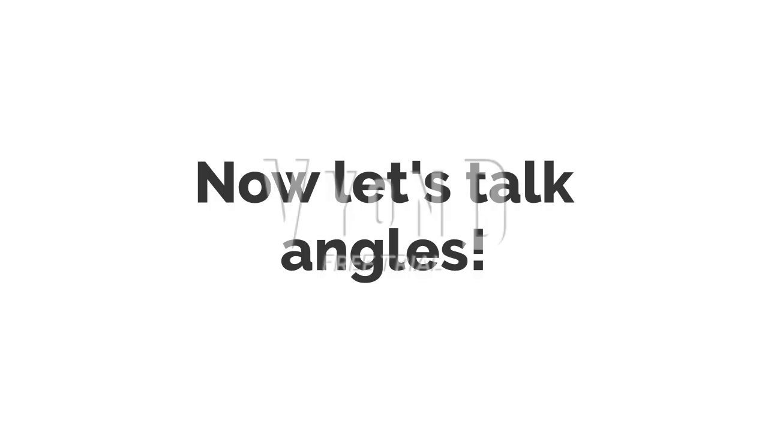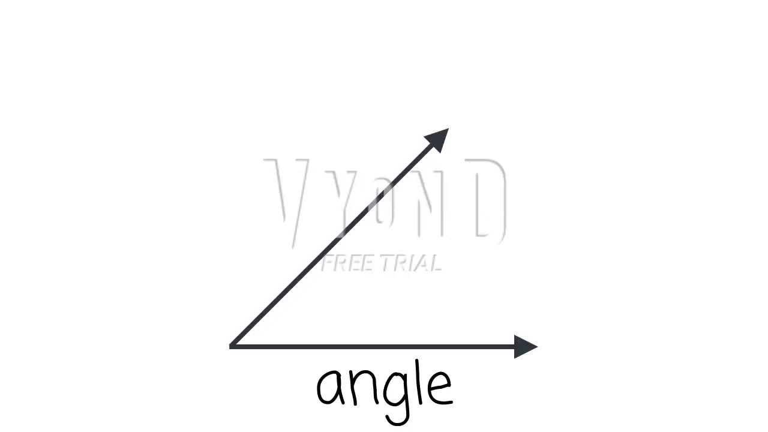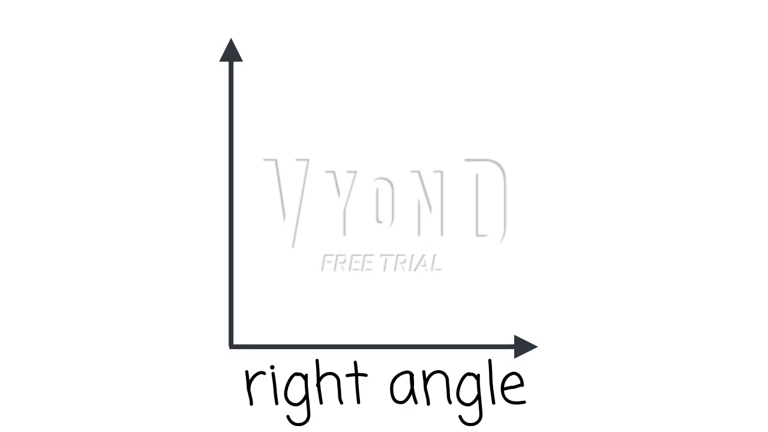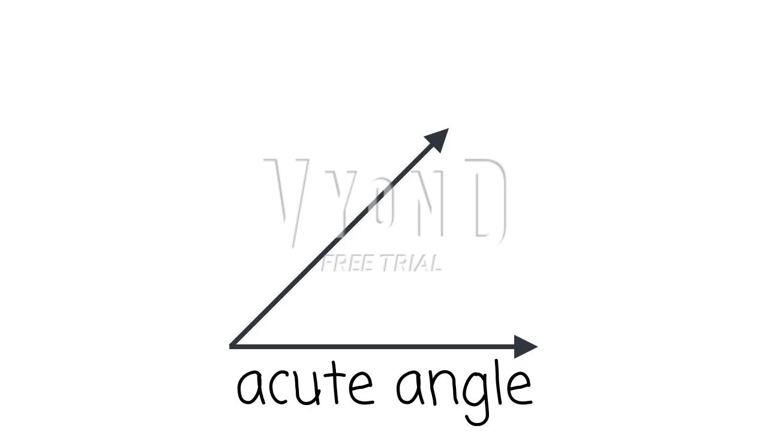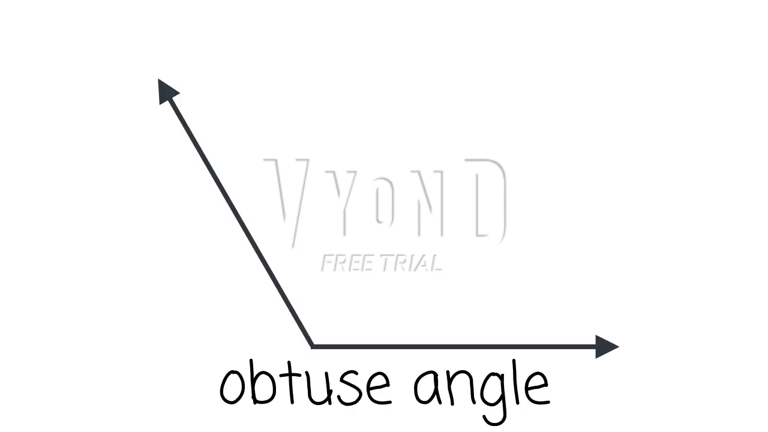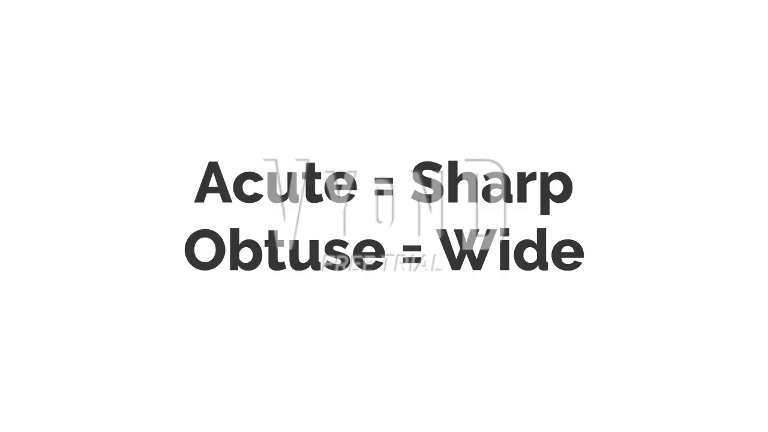Now let's talk angles. An angle is the point where two rays meet. If the measure of an angle is exactly 90 degrees, we'd call it a right angle. If the measure of an angle is less than 90 degrees, we'd call it an acute angle. And if the measure of an angle is between 91 and 179 degrees, we'd call it an obtuse angle. Think that acute just means sharp and obtuse just means wide.